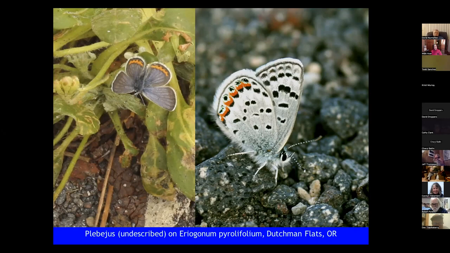And that will certainly affect how we try to study the ones that occur up here. They seem to be very similar lupin-type blues that occur on pyrolifolium, and we do have them in several places here in Washington.